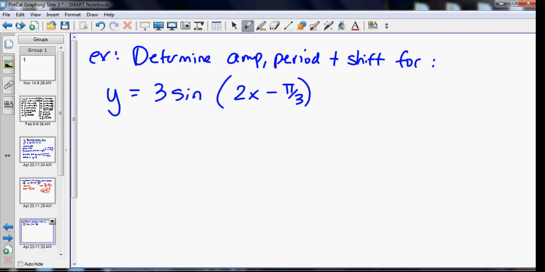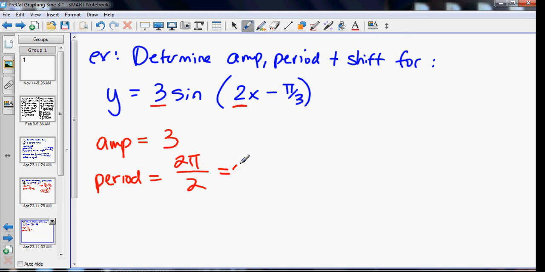But our shift this time is going to be to the right because we're subtracting. But we have to do C over B. So again, we need to treat this like a fraction over a fraction. And to divide by a fraction, I multiply by the reciprocal. So this time, I find that we are shifting to the right pi over 6.